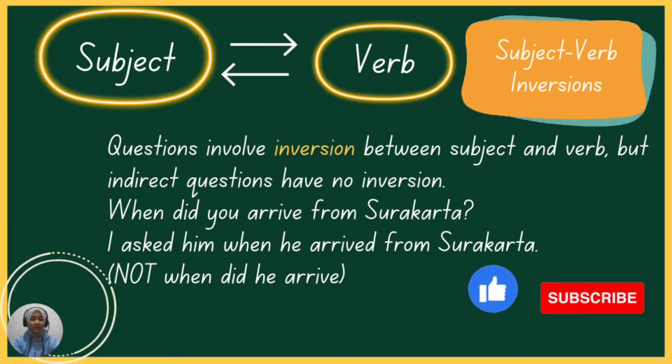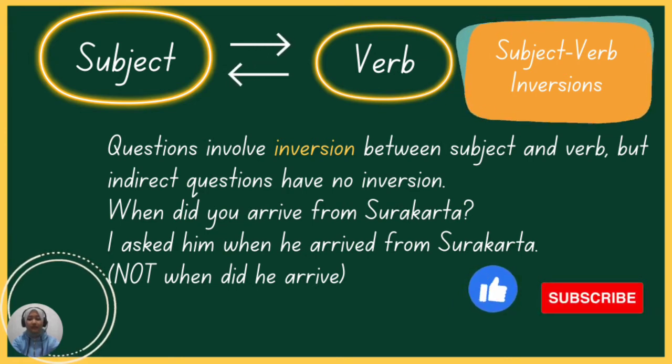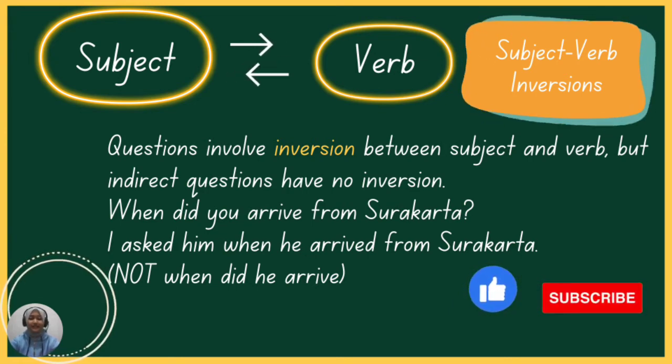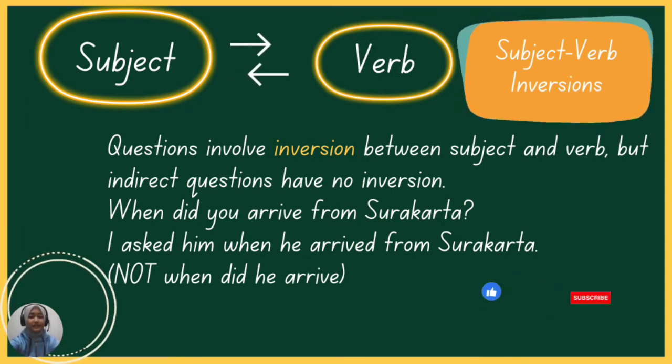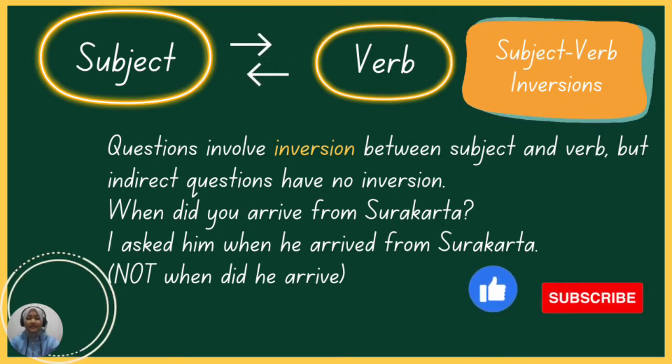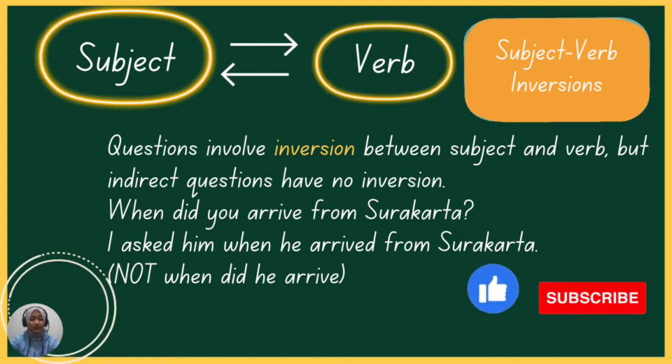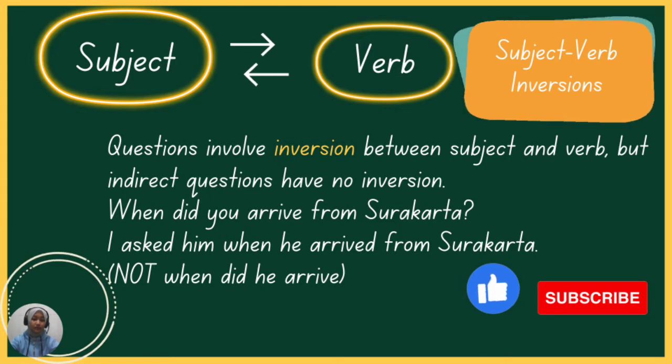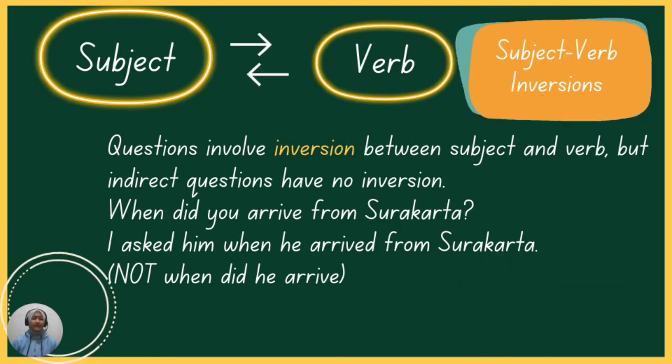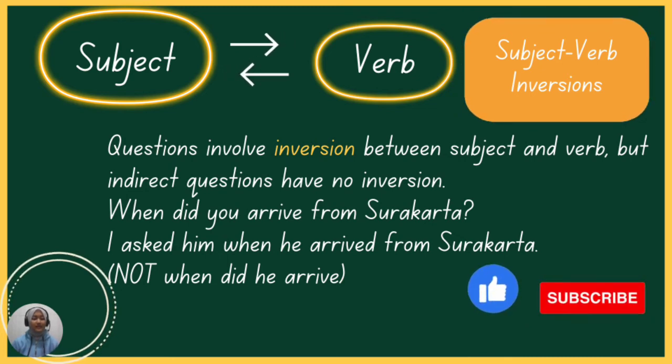Okay, what we have here, subject-verb inversions. What is an inversion? Inversions, ya, subjek dan predikatnya bertukar tempat. Biasanya subjek terlebih dahulu, kemudian diikuti kata kerja. Nah, ini posisinya, we call this inversions, ya.